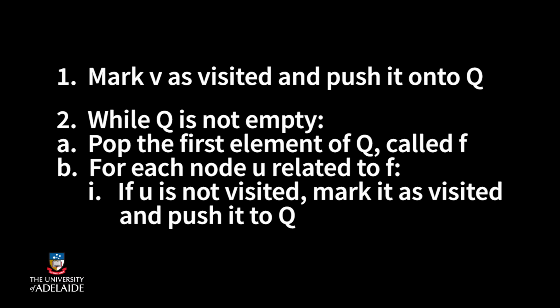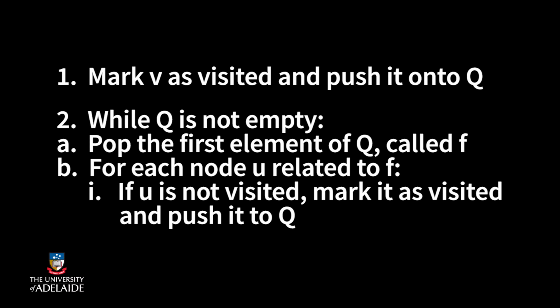To start with, there is an empty queue, Q, and an arbitrary node, V. First step, mark V as visited and push it to Q. Second step, while Q is not empty, repeat the following. First, pop the first element of Q called F. Then, for each node U connected to F, if U is not visited, mark it as visited and push it to Q.